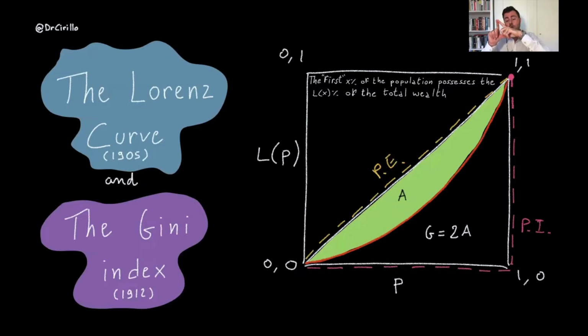Now, every Lorenz curve of whatever economy needs to lie between these two opposite situations. So every Lorenz curve needs to lie in the lower triangle of the unit square. Okay, so it will have as an upper bound the perfect equality line, and as a lower bound the perfect inequality line. For the rest, it will be a non-decreasing convex function in this triangle.